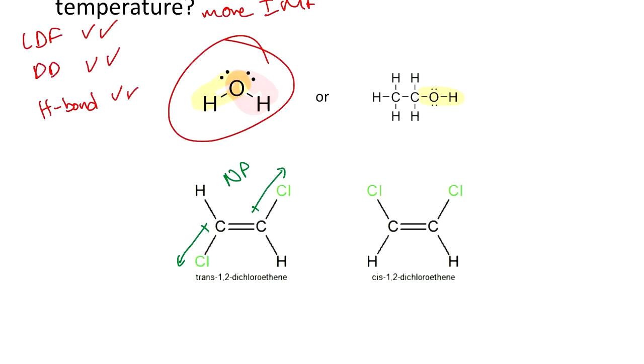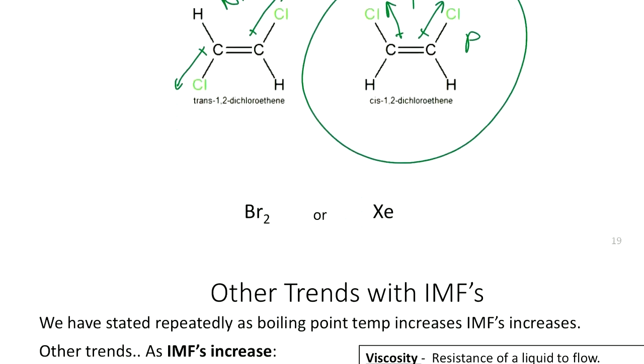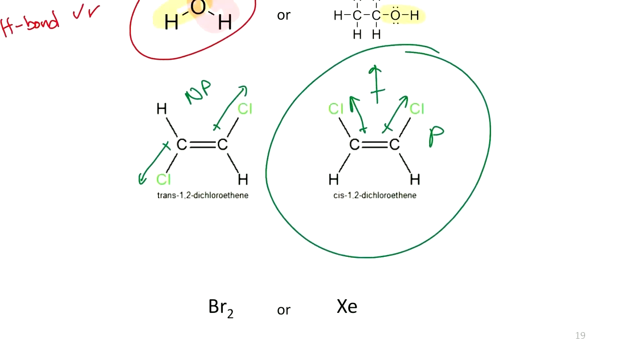So then which one has the higher boiling point? Trans or cis? Cis, yeah, because in this one, both the arrows are going in the same direction, so you have a net dipole in one direction. So this is a polar molecule. All right, finally, bromine or xenon? Bromine or xenon? So let me give you the molar masses. Bromine has a molar mass of like 160, and xenon is 131 grams per mole.